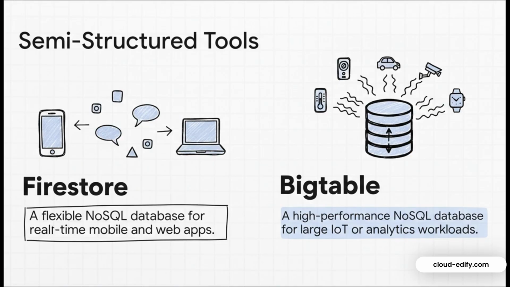And for this kind of data, Google gives us two incredible NoSQL tools. First, there's Firestore. It is fantastic for mobile and web apps that need to sync data in real time. Think of a group chat where messages just appear instantly for everyone. That's Firestore. And then you have Bigtable. Bigtable is a beast, built for massive operational workloads, like data streaming in from millions of IoT devices or tracking every single click from every user on your website.